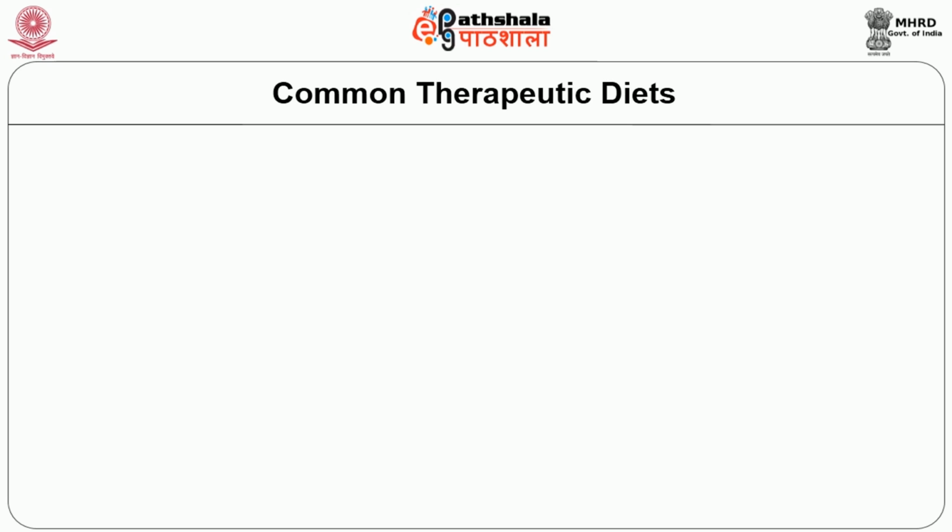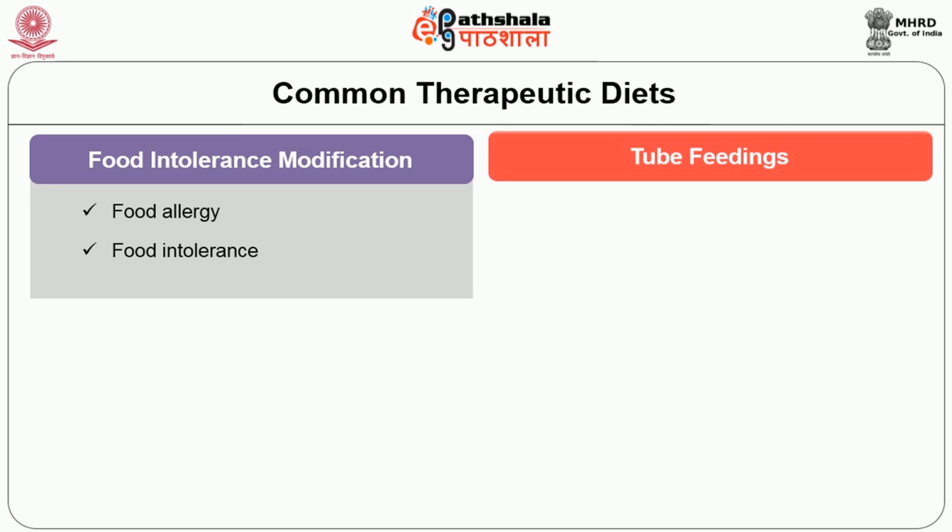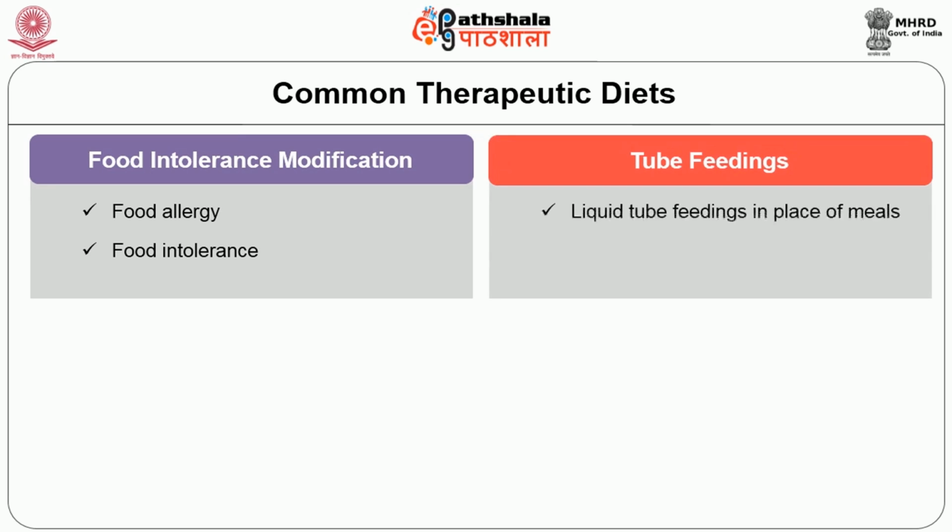When we look into the third component of therapeutic changes, the food allergy or food intolerance modifications, we have one for food allergy and the other for food intolerance. And the fourth category of these therapeutic diets is tube feedings, which are usually liquid feeds that may replace the meals, and sometimes are given in addition to meals.